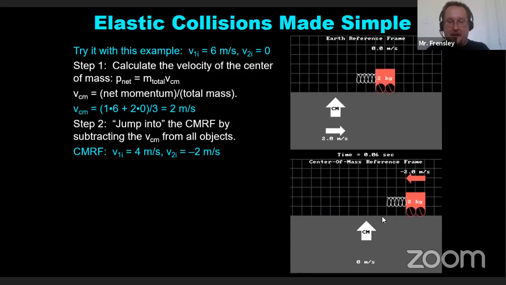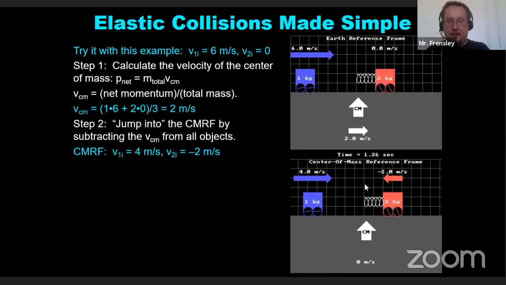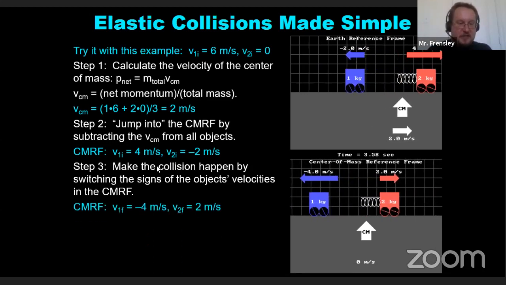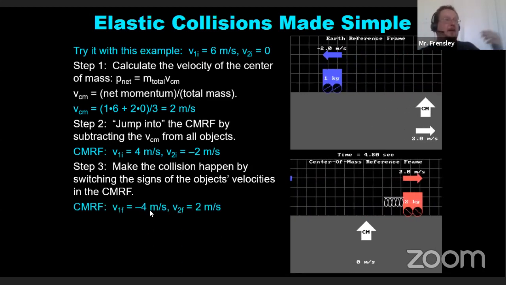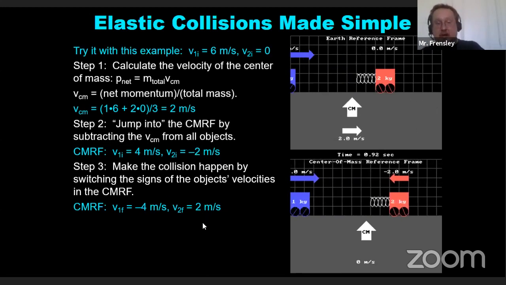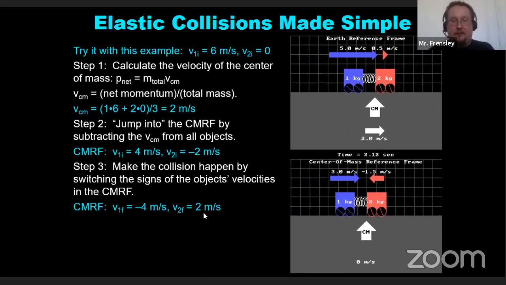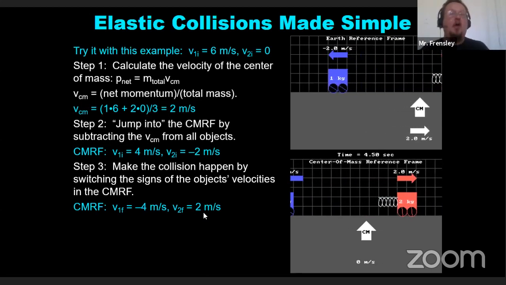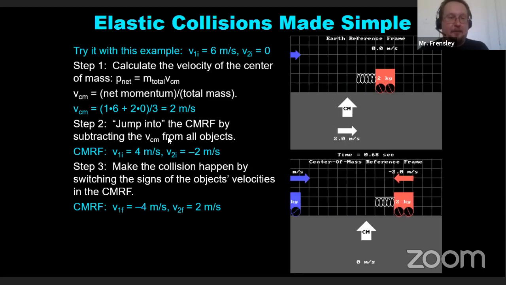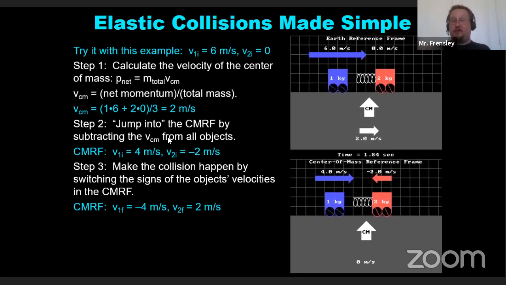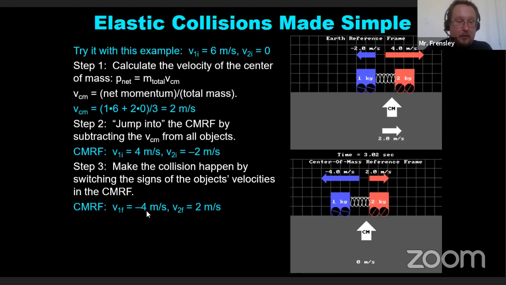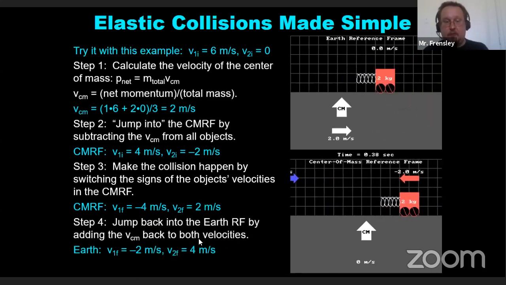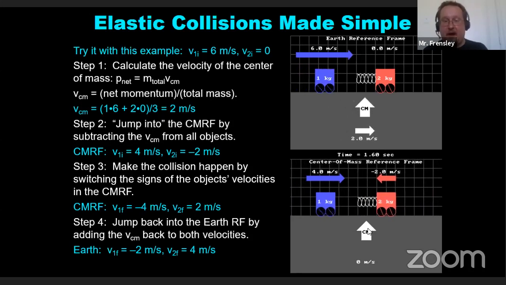You can see that in the animation before the collision. Here's the 4, here's the -2. Now we're going to make the collision happen, which means we just switch these two signs. Now, finally, blue goes 4 left, red goes 2 right, in the center mass reference frame. So to jump back onto the Earth and plant our feet on the ground again, we're going to add the center mass velocity back. The center mass velocity was 2. So we're going to add 2 to both of these. Add 2 to -4, and you get -2. Add 2 to 2, and you get 4. And that's the final velocities here.